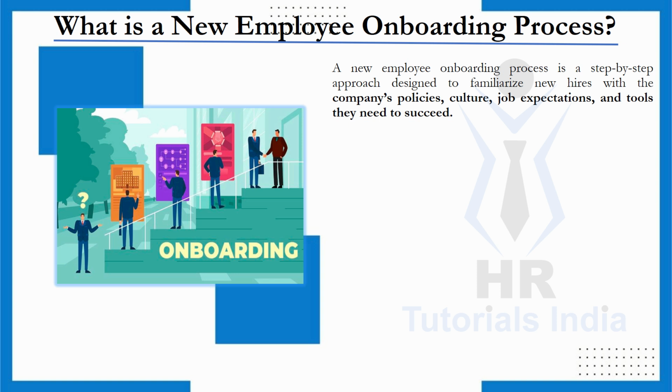Then the job specifications and job expectations: what they need to achieve, how they will be measured, and their role in the team. Then finally, the tools and resources, which ensures that they have the necessary tools, technology, and access to the resources that will help them perform their tasks effectively.